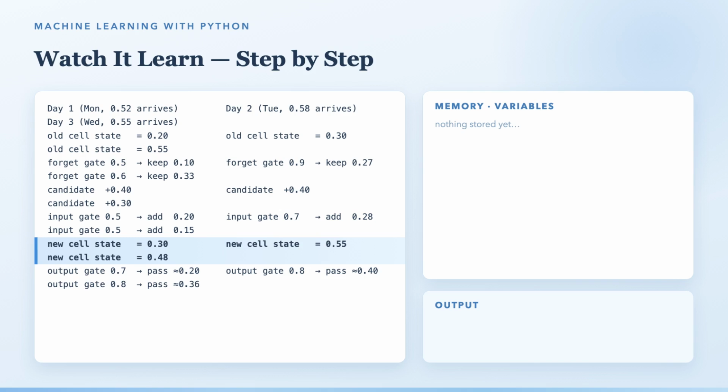The input gate of 0.5 admits 0.20. The new cell state is 0.30. The output gate of 0.7 passes about 0.2. On day 2, the forget gate rises to 0.9, keeping 0.27, adding 0.28. New state 0.55. Day 3 keeps 0.33, adds 0.15, settling at 0.48. And below, the loss falls from 0.42 down to 0.01.